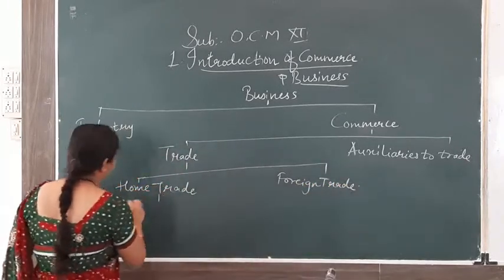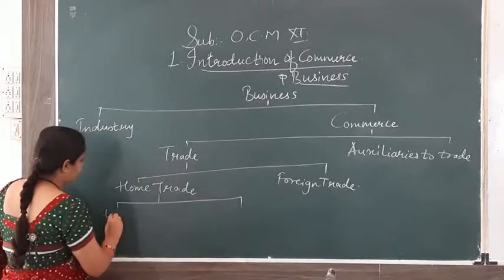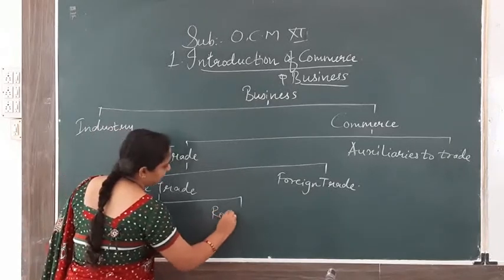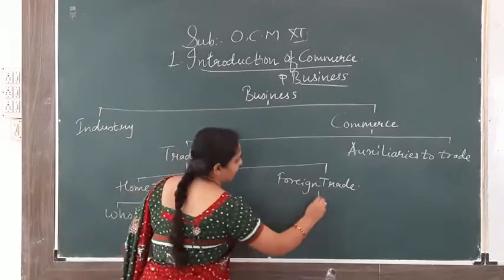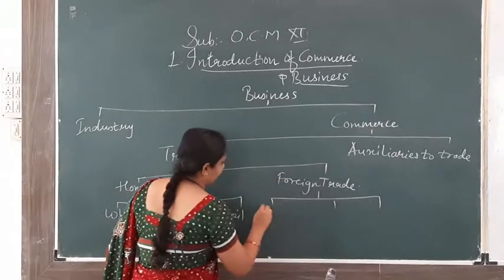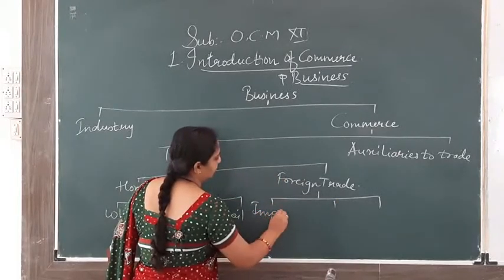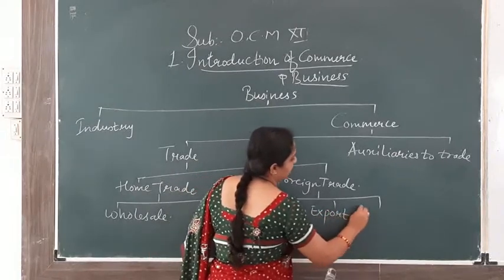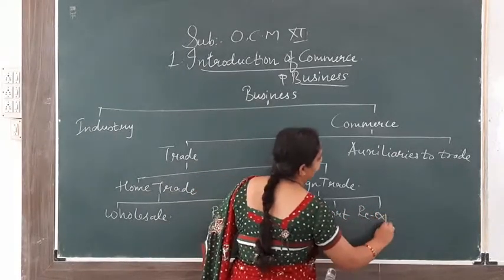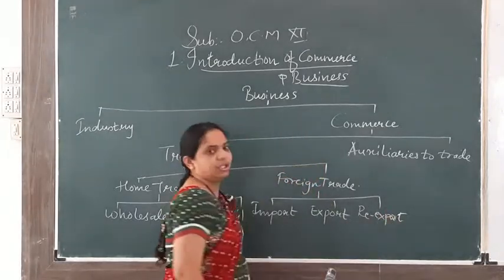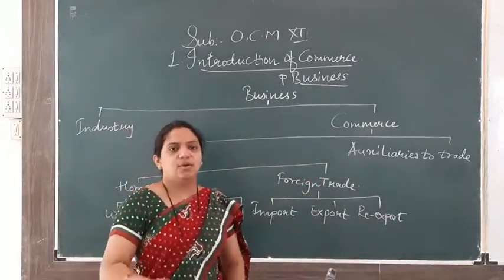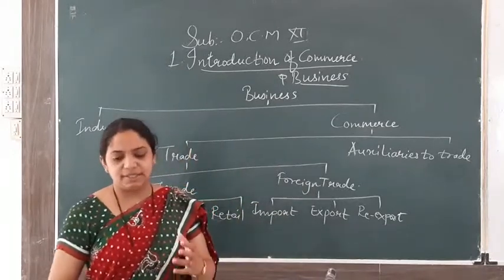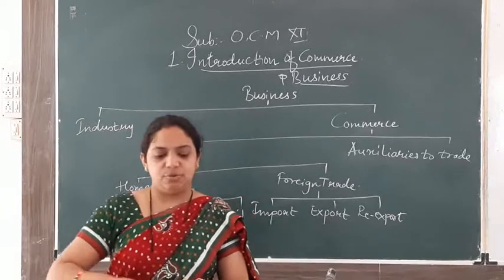Home trade is further divided into two parts. The first is wholesale trade and the second is retail trade. Foreign trade is further divided into three parts. First is import trade, second is export trade, and the third is re-export, also called entrepot. Okay, I am going to teach you all this today itself. The first one we will see today is commerce. Commerce is related to what? That we will see today.